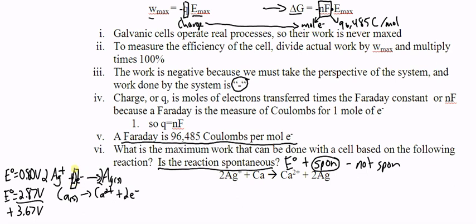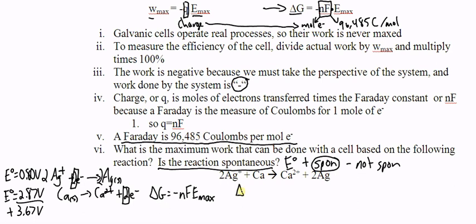But the other piece is that this coefficient here associated with the number of electrons is the value for n, which means that now when it comes time to answer the question, what is the maximum work that can be done with a cell based on the following reaction, I'm now in an excellent position to go with delta G is equal to negative n times F times the max cell potential. And now I've got all the values that I need because I calculated the max cell potential, I know the value of n is 2, and the Faraday constant's a constant, so that's very easy for us.